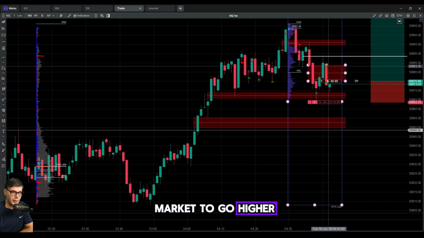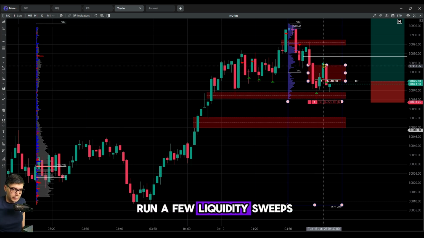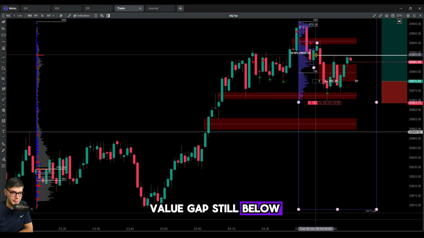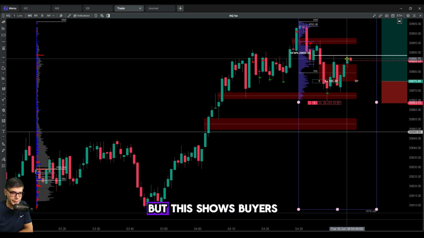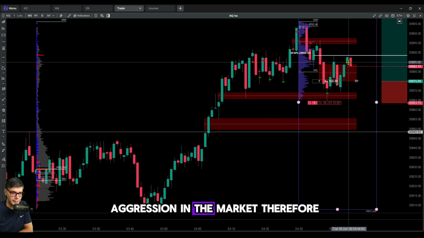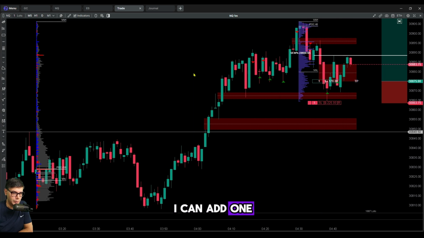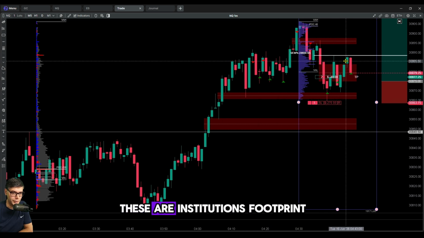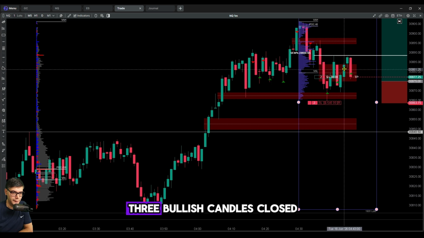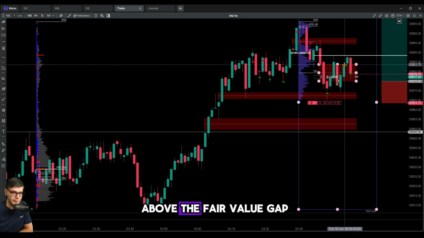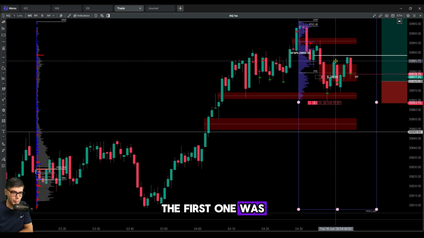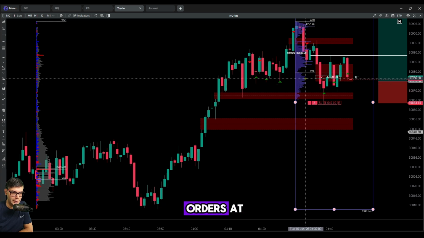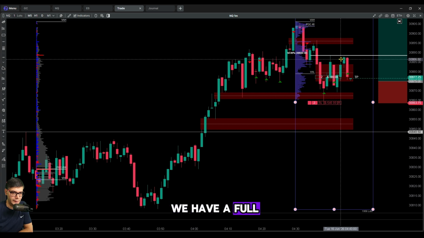And the market, to go higher, it always likes to run a few liquidity sweeps. This is a close above the fair value gap, still below 50% of this bull trap, but this shows buyers' aggression in the market. Therefore, I can add one more position to the mean threshold, keep the stop where it is. These are institutions' footprint. 3 bullish candles closed above the fair value gap. The first one was not that strong, but as they are accumulating or placing more orders in the discount, now we have a full close.